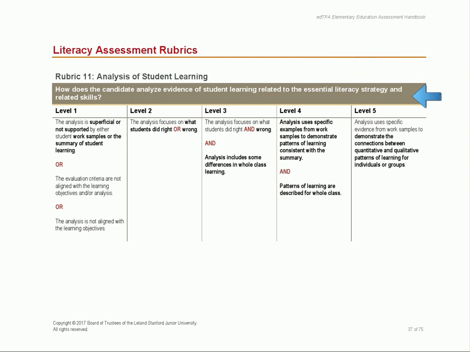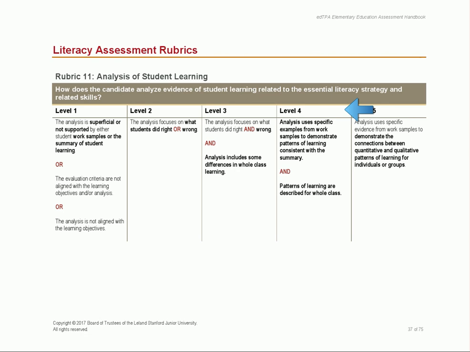Okay. How does the candidate analyze evidence of student learning related to the essential literacy strategy and related skills? Okay, so this is all about your analysis. And remember, it's always focused on the essential literacy strategy and related skills. Okay, for a 3 on this, the analysis focuses on what students did right and wrong. And analysis includes some differences in whole class learning. All right, you want to be shooting for a 4. And take a look at 4.